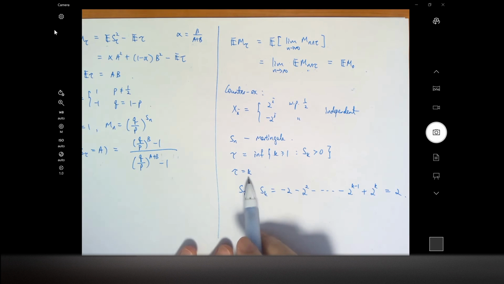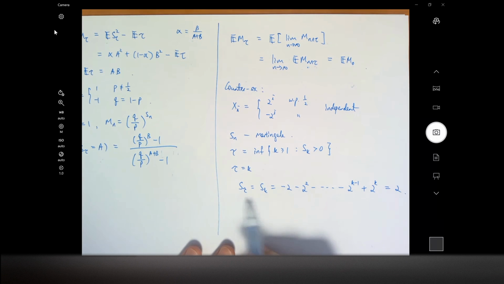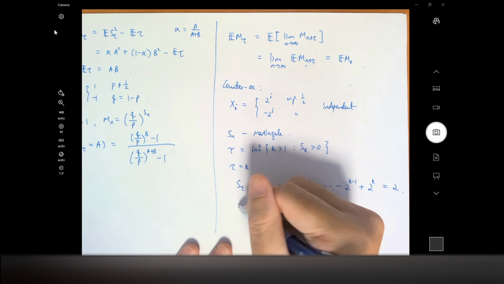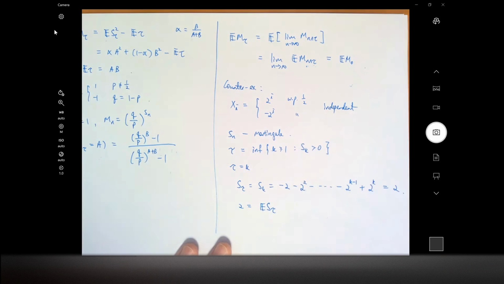So this is true for all values of k. Okay? This is true for all values of k. So my S tau is always equal to 2, almost surely. So the expectation of S tau is, because S tau is always equal to 2, of course equal to 2.